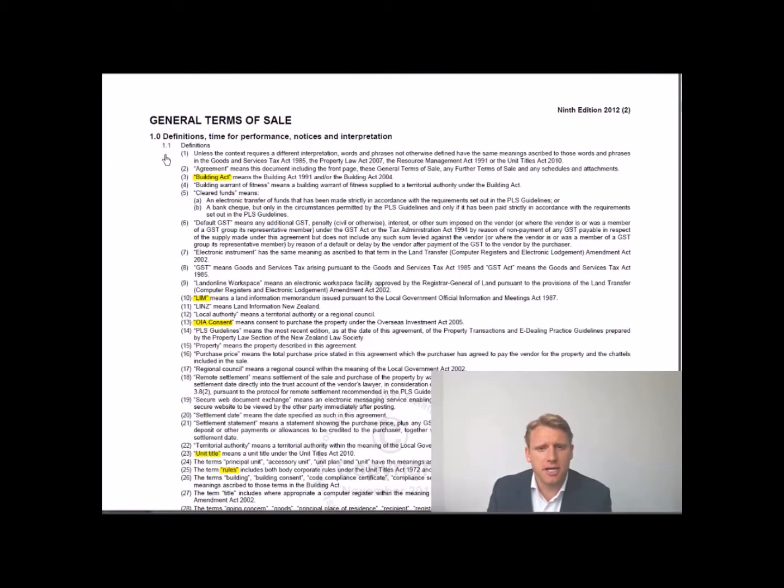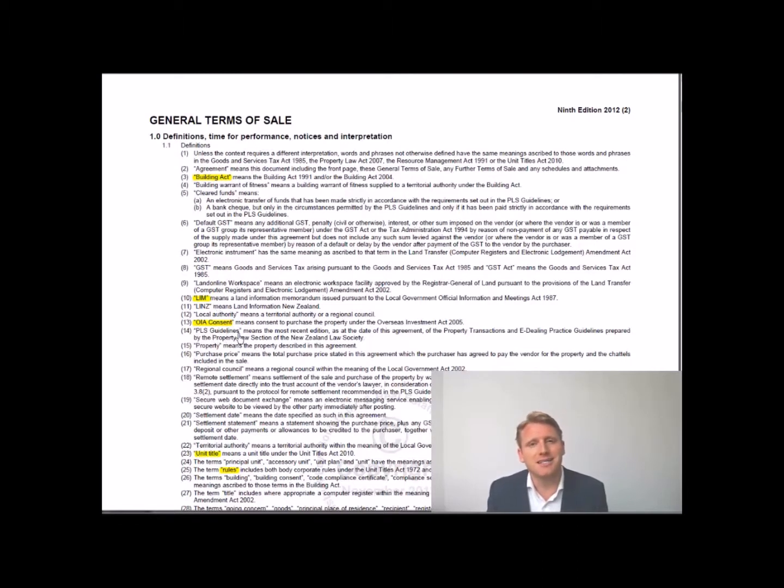Anyway, so you've got general terms of sale. You've got your definitions page. It's obviously just saying when they're using particular words what they mean. For example, I've got some highlighted here. Some that say Building Act, that means Building Act 1991, so everything that comes under the Building Act applies when you use those terms. Another obvious one is LIM. Now, that means Land Information Memorandum, so that means when you want a LIM report, it's said LIM in the Sale and Purchase Agreement, but that's what it means.